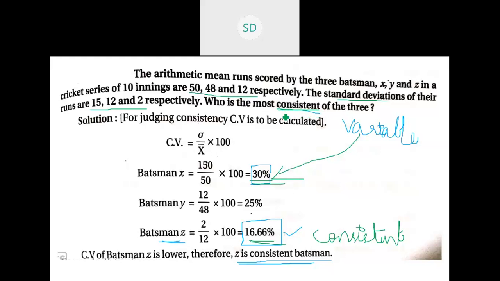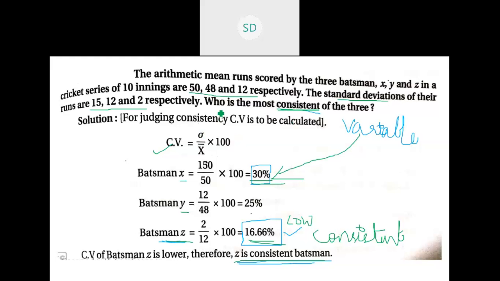To find the consistent batsman, we have to calculate the coefficient of variation, that is nothing but CV. So we calculate the CV of batsman X, Y and Z. After calculating all the CVs, check who has the lowest CV value. The lowest CV value was for batsman Z, so we can say Z is the consistent batsman.